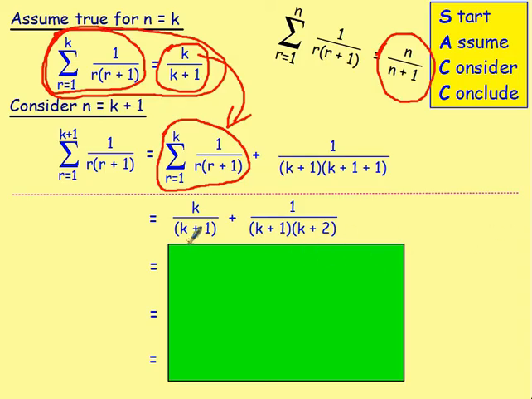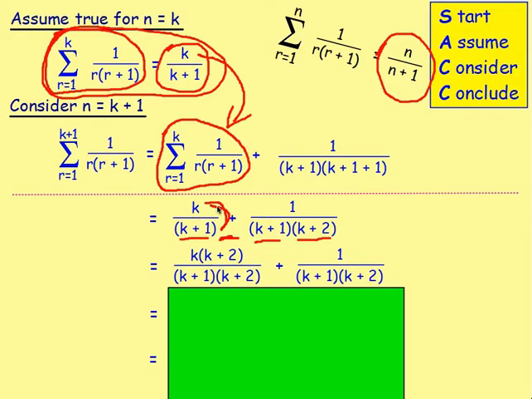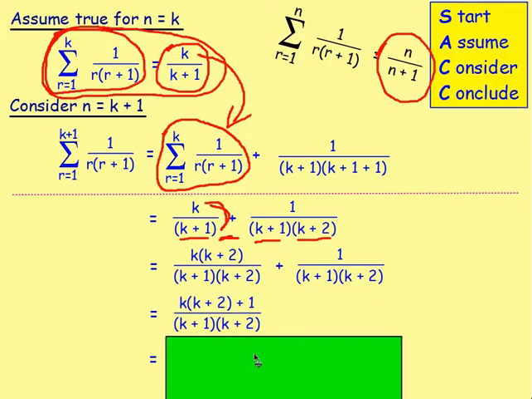So you can see this fraction is over k plus 1. This one is over k plus 1 times k plus 2. This fraction here, you also need to bring in a k plus 2. So multiply the top and the bottom by k plus 2. So you'll have k times k plus 2 over k plus 1 times k plus 2 plus, and then just keep this one as it is. After that, you have the same denominator. So you can add the numerators. So you've got k bracket k plus 2 plus 1 over that denominator. From there, just multiply out the brackets.